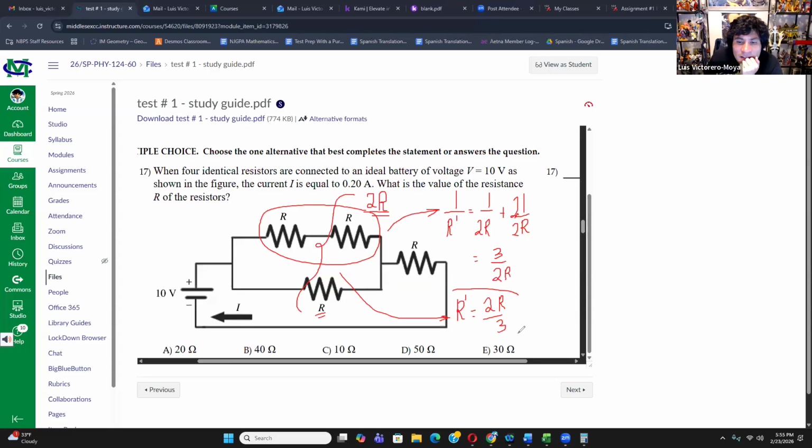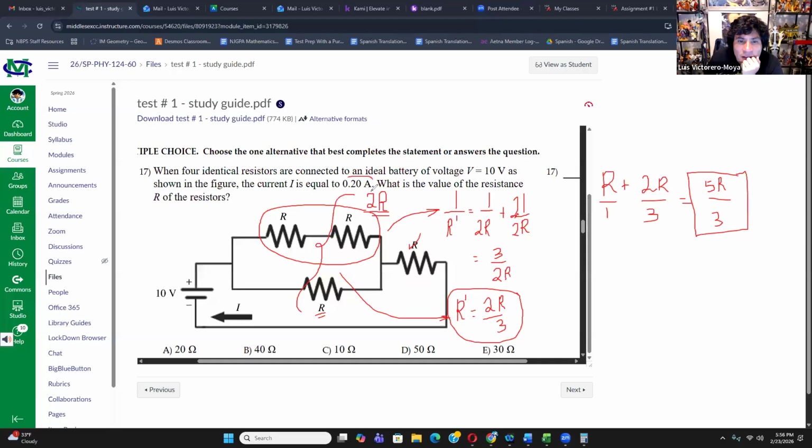And then you add this to this, which is R plus 2R divided by 3. R over 1 here, 3R, 2R, 5R divided by 3. So this is the equivalent resistance in terms of R.